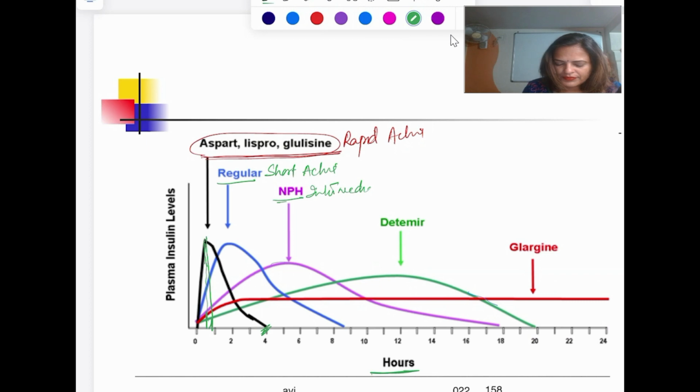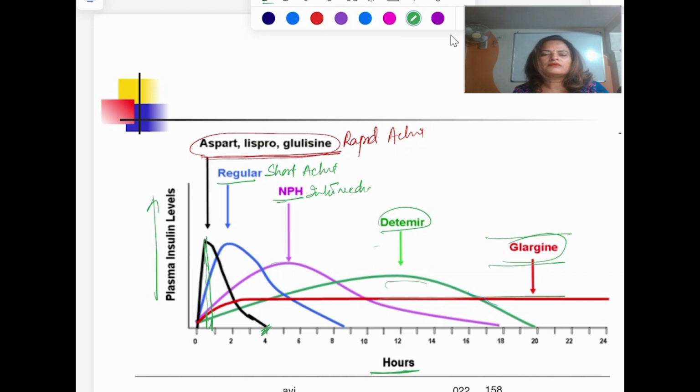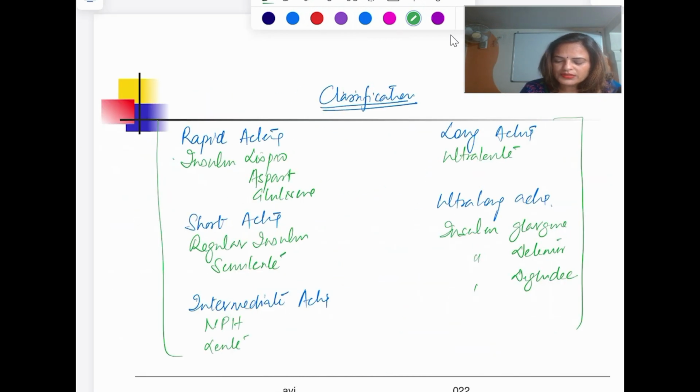You can see this also. This is time and this is the plasma concentration level. And detemir and glargine are the peakless insulins, and they are going to give ultra long action. So this is very commonly asked in the exam: classification of the insulin, or write the various preparations of the insulin. So you have to write all these.